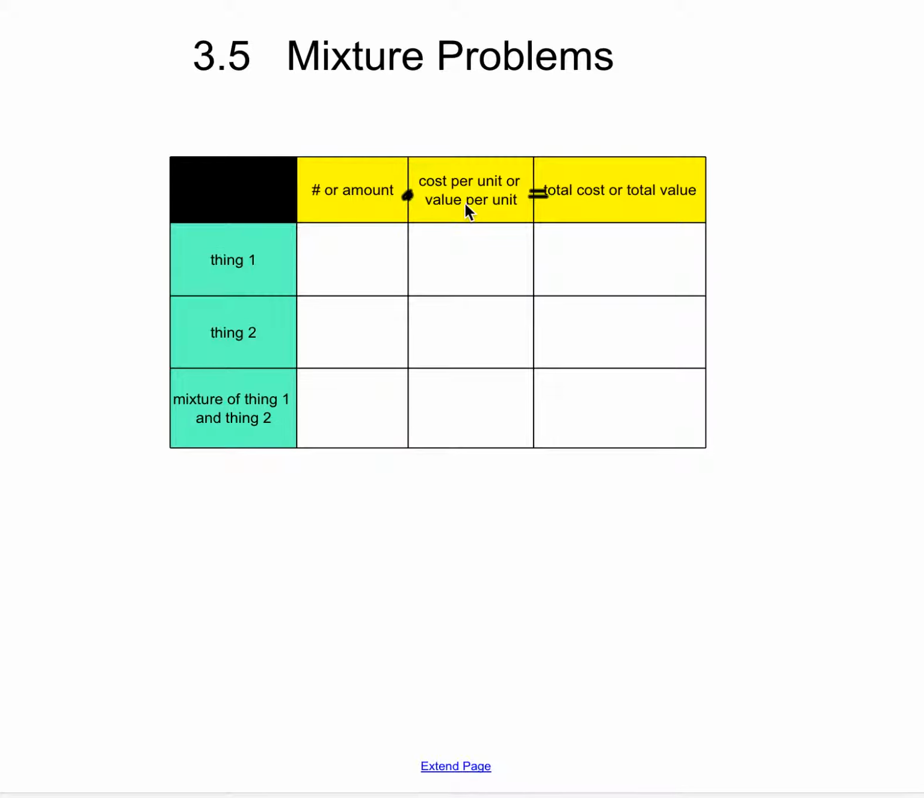The second column is the cost per unit or the value per unit. Well, that's kind of hard to understand right now, but you'll see how that works later. But basically, what's the cost for 1 gram of nut? What is the cost for 1 gram of chocolate chips? And then what's the cost of 1 gram of the trail mix? Say you're going to sell it. The total cost or the total value is computed by multiplying this column times this column equals the total cost or the total value of all those nuts in the pile. Okay, so copy that generic one down and now let's apply it to an example.